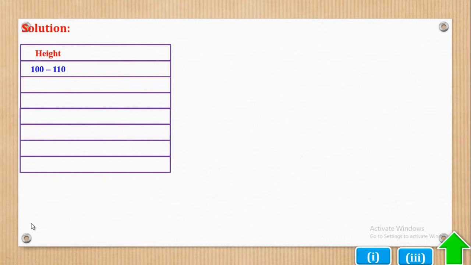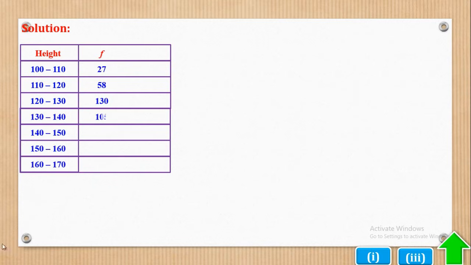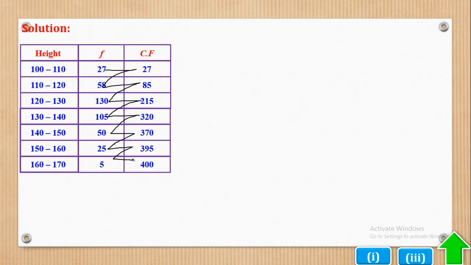So the first thing to do is to tabulate the values. For height, we shall put there the class boundaries, because the class boundaries are the same as the class limits in this case. The next is the frequency, and next is the cumulative frequency. So this will be 27, this plus this gives you this, plus this gives you this, and so on until the last one. For the OGIVE we only need the upper class limits, the upper class boundaries, and the cumulative frequencies.